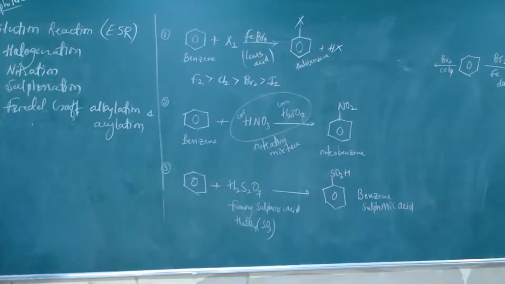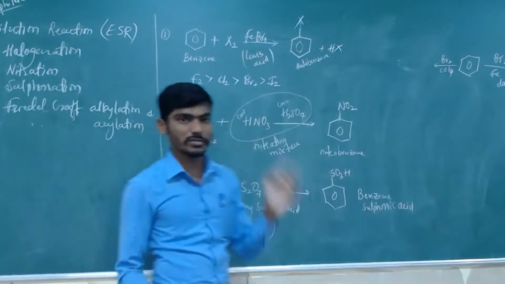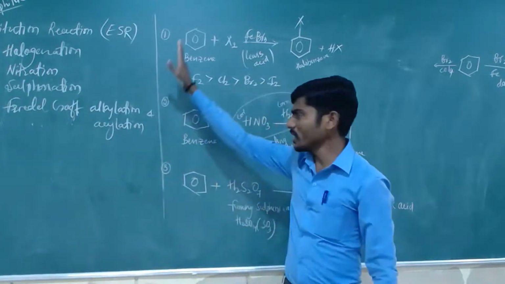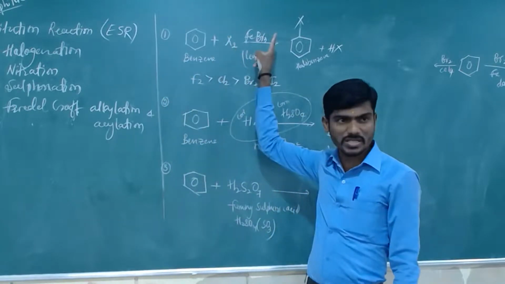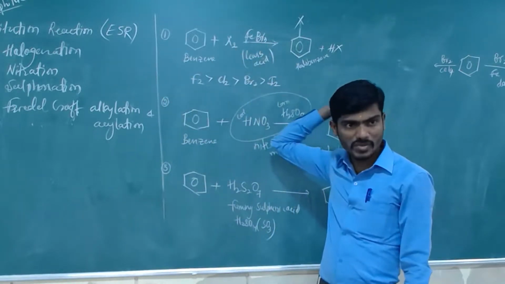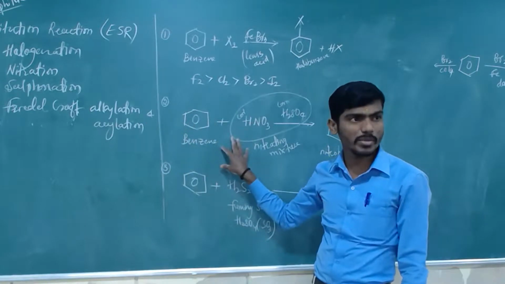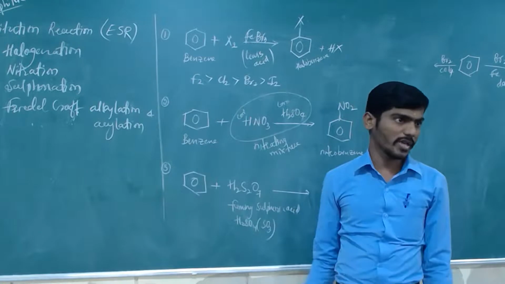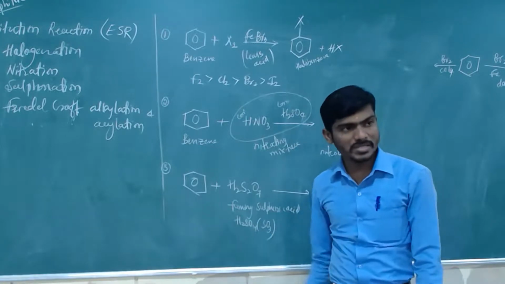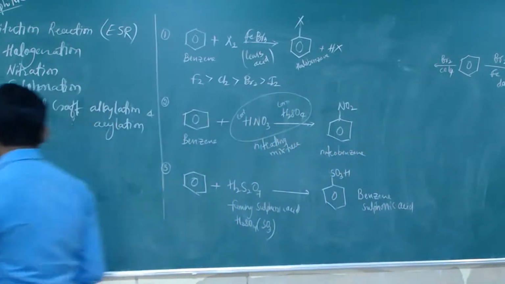These three reactions are halogenation, nitration and sulfonation. If benzene is reacted with halogen in the presence of Lewis acid, it gives halobenzene; with nitrating mixture, nitrobenzene; with fuming sulfuric acid, benzene sulfonic acid. Now the same benzene is treated in two more reactions.